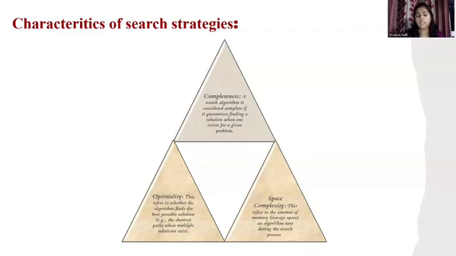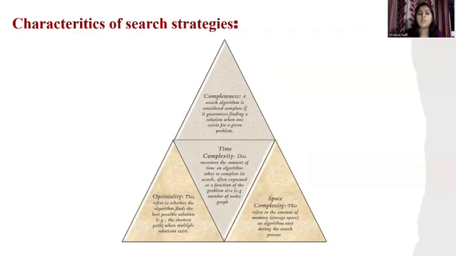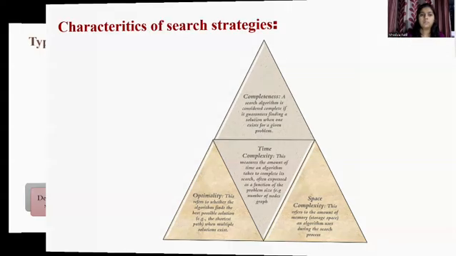Third is space complexity. This refers to the amount of memory or storage space an algorithm uses during the search process. And the fourth one is time complexity. This measures the amount of time an algorithm takes to complete its search, and is often expressed as a function of the problem size, for example, the number of nodes in a graph.